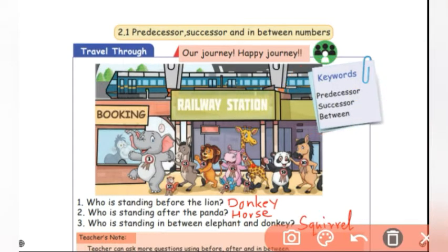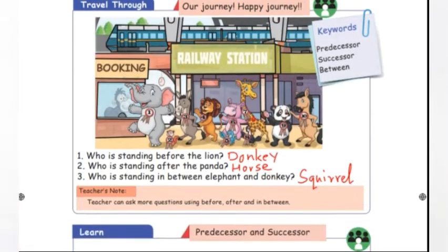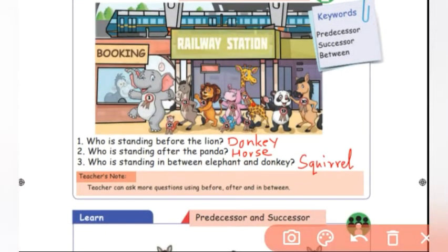Travel through. Our journey, happy journey. See this picture. Some animals line up at the railway station to book the train ticket. Based on this picture, you can answer the question. First one, who is standing before the lion?